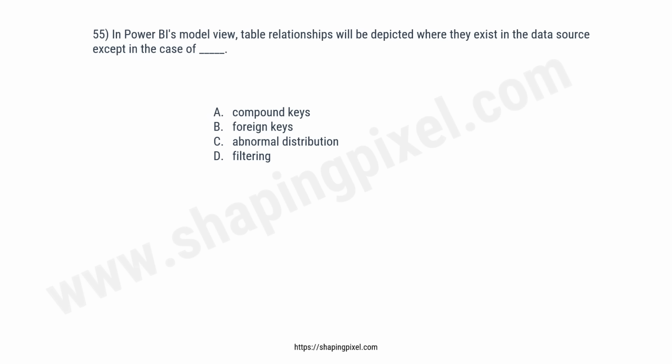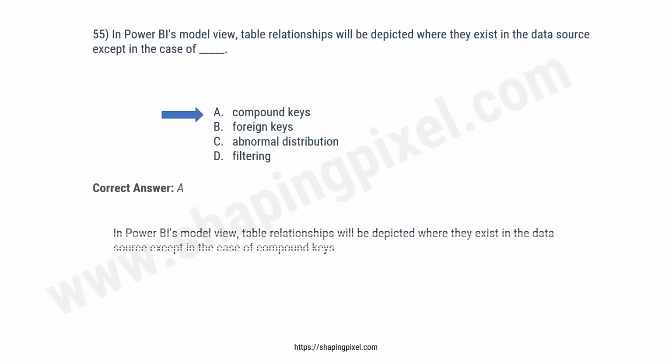Question number 55. In Power BI's model view, table relationships will be depicted where they exist in the data source except in the case of dash. And we have four options. Option A, compound keys. Option B, foreign keys. Option C, abnormal distribution. And option D, filtering. So the right answer here is option A, compound keys. In Power BI's model view, table relationships will be depicted where they exist in that data source except in the case of compound keys.